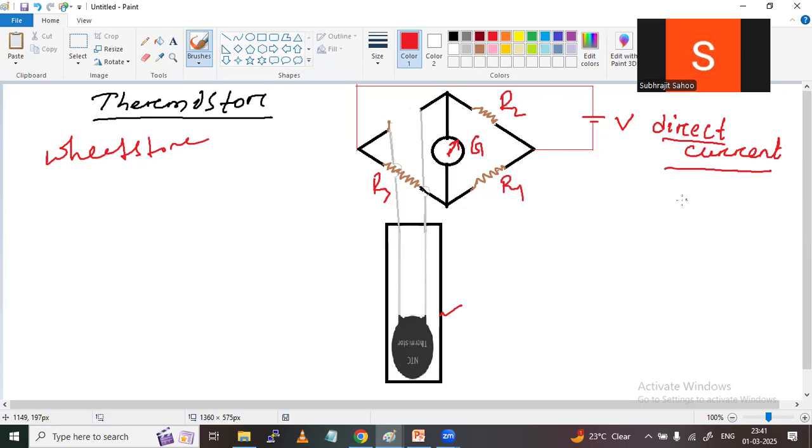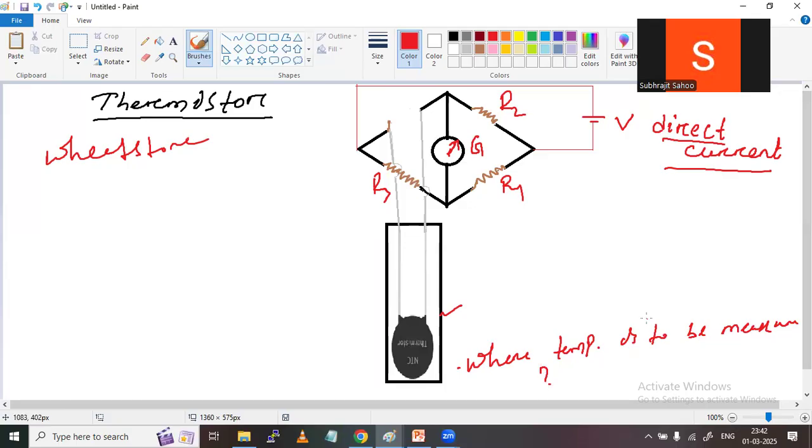Now observe, sir, this is the construction. One of the arms of the Wheatstone bridge circuit is connected to the thermistor. Now, what is the working? How does it work? This end of the thermistor I will keep where the temperature is to be measured. I'll keep this one where temperature has to be measured.